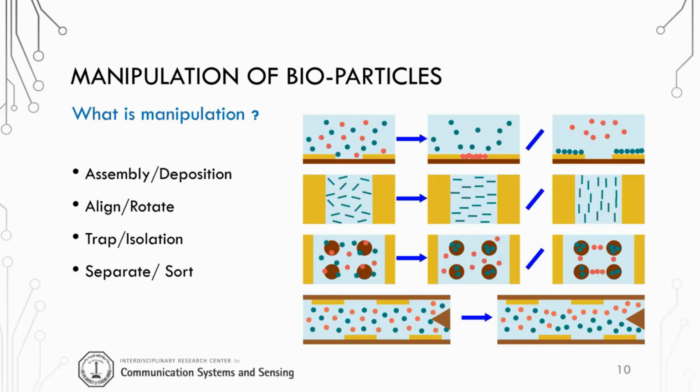Another way of manipulation is align and rotate. Align is if you have, let's say, a molecule in the shape of a rod, or in the shape of wires or tubes. So you want to do alignment. Again, you apply electric field here, and because of the frequency or the intensity of the electric field, this particle will rotate. In this case, they will align in a way that they become parallel with the electric field.